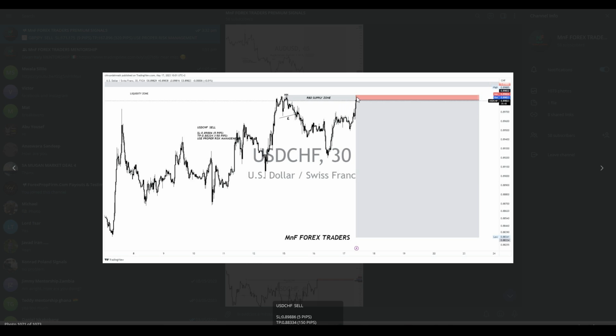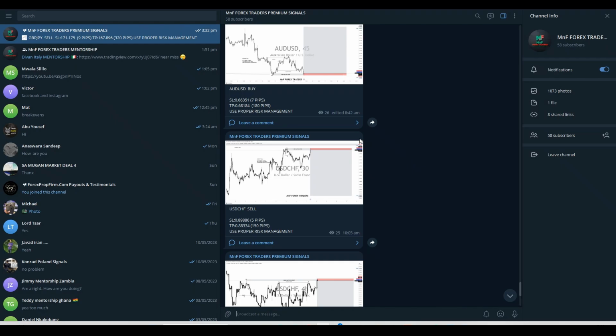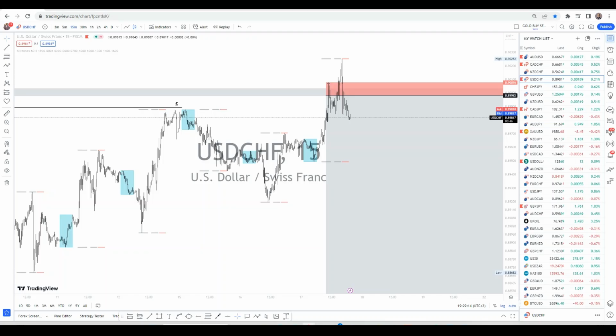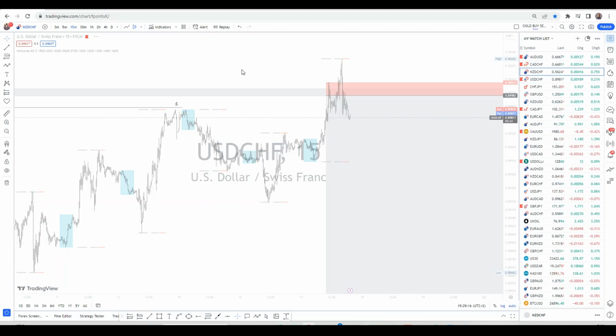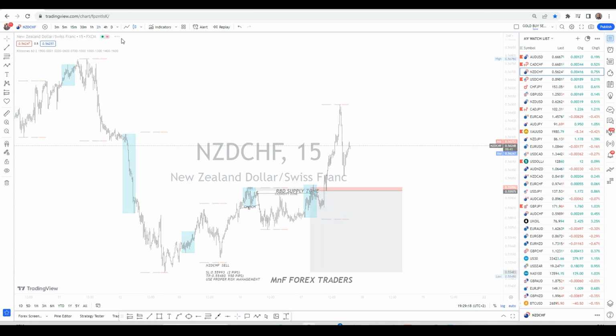And then the market came to our level right here. Our stop loss was 5 pips and our target was 150 pips, and you can see that the market has given us that beautiful rejection right there, and the market has decided to reverse. However, it didn't go like that. So let me just show you right now. This was the trade right here.